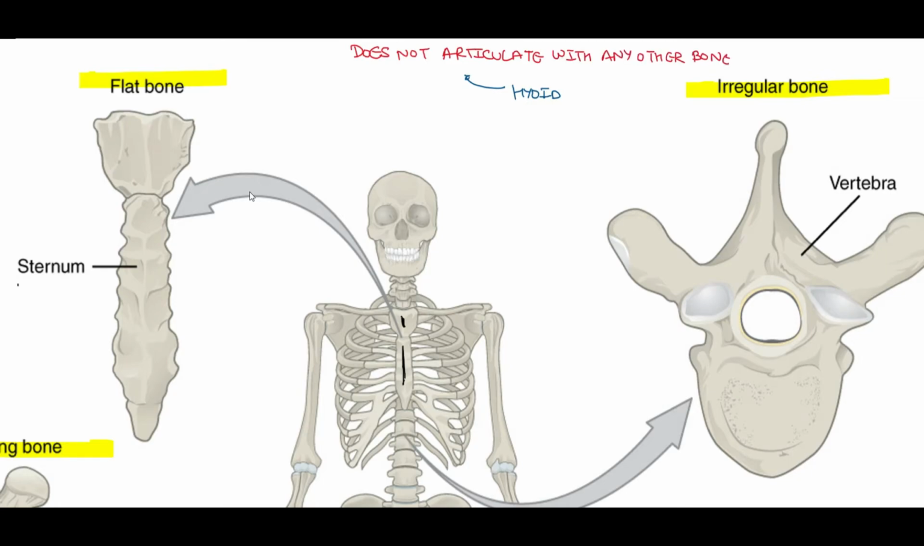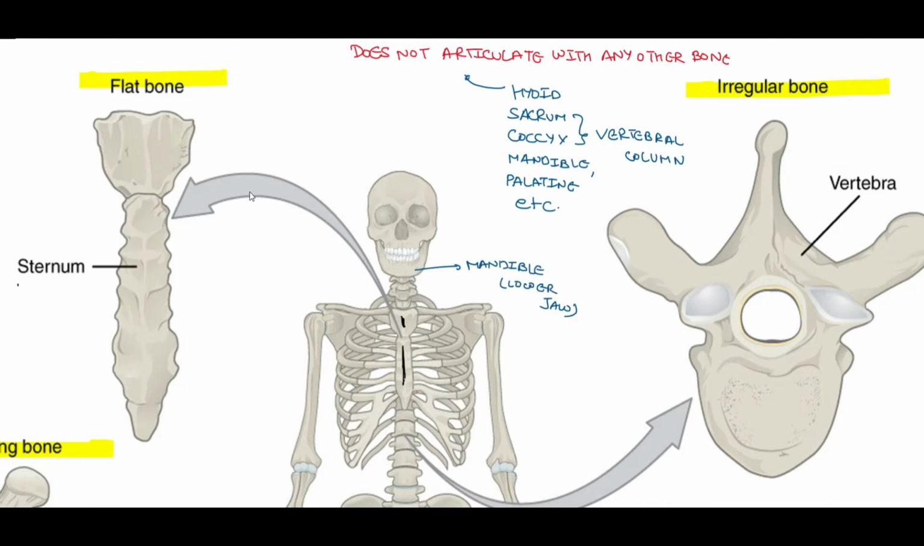The next example which we have is the sacrum. Then we have the coccyx. So these are the parts of the vertebral column. Then we have the mandible, the palatine bone and various other examples. So this is the mandible, which forms the lower jaw, and the palatine bone is present posterior to the maxilla and can be found in the region of the upper jaw in the oral cavity.